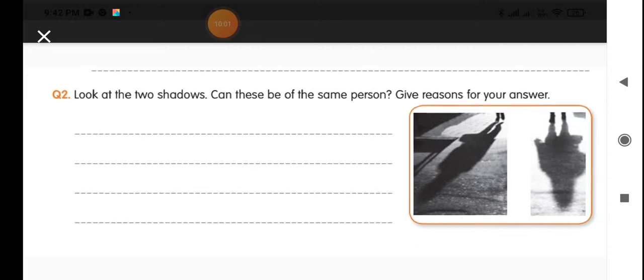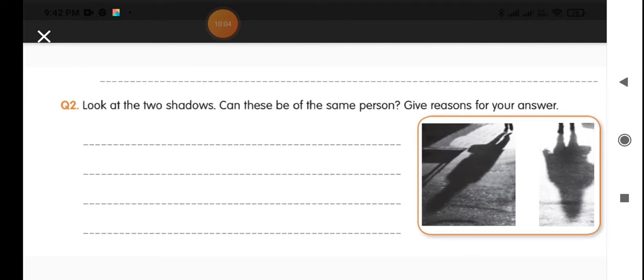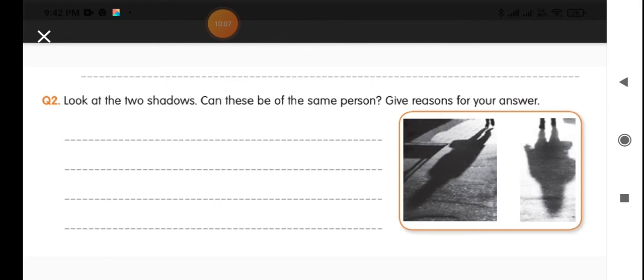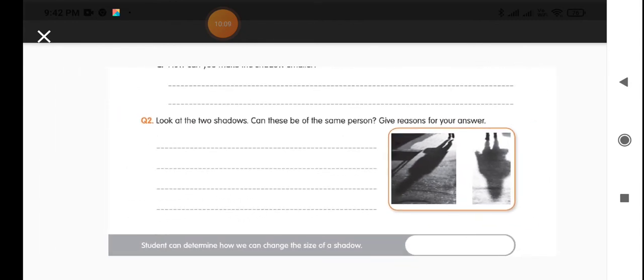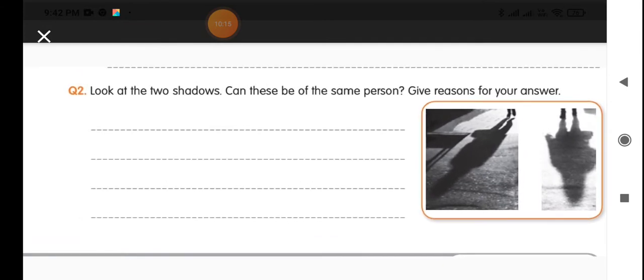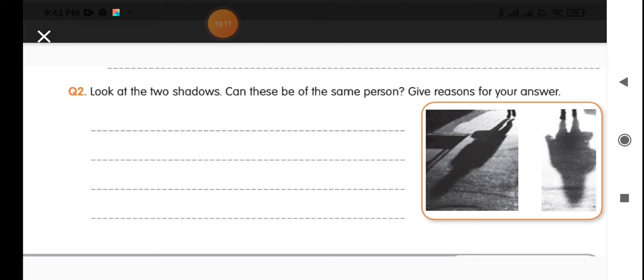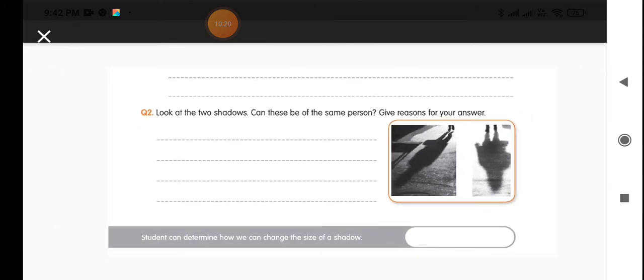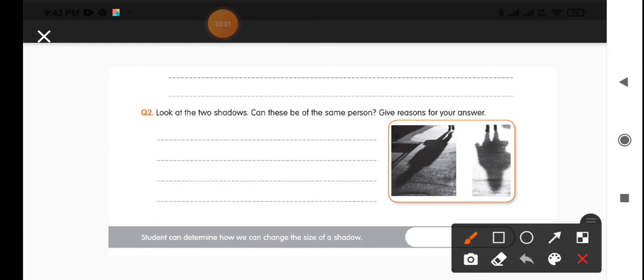Now look at the shadows. Can these be of the same person? Give reasons for your answer. Look at the two shadows. Can these be of the same person? Give reasons for your answer. Might be the same person, but the light source falling of light is different in both the shadows. In the first shadow, maybe the light source is very close to the object. That's why the shadow is long.